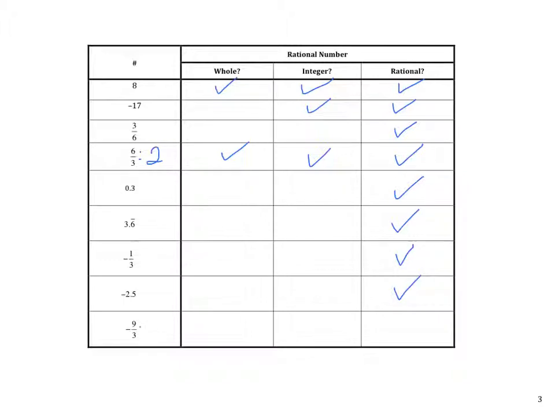And then negative 9/3, well, that can be simplified down to negative 3. Remember, negative numbers are not whole numbers, but positive and negative whole numbers are integers. And so it's going to be an integer and it's going to be rational. So in today's lesson, we took a look at how rational numbers can be broken down into different classifications: whole numbers, the integers, and then of course the rational.